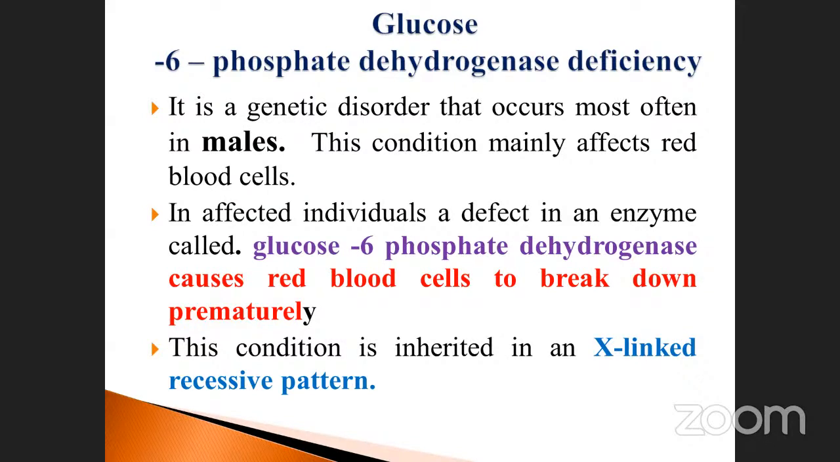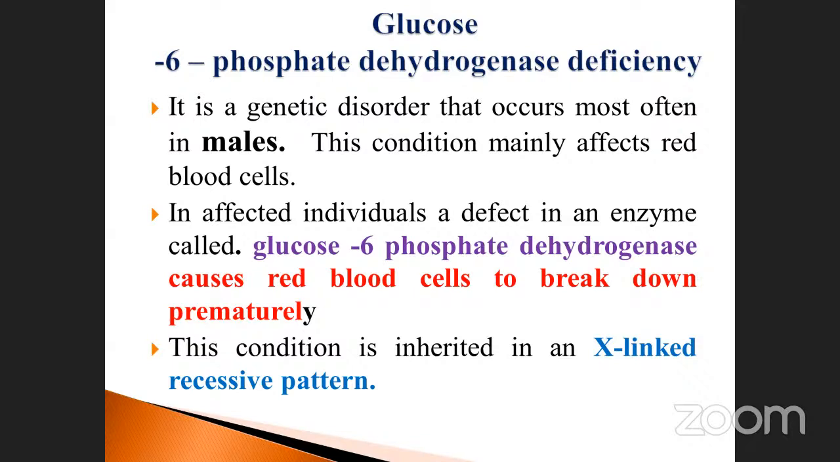Energy, ATP, can be transferred from one place to another place, and also distributed. ATP is the energy currency. This condition mainly affects the red blood cells. So as a result, what happened?